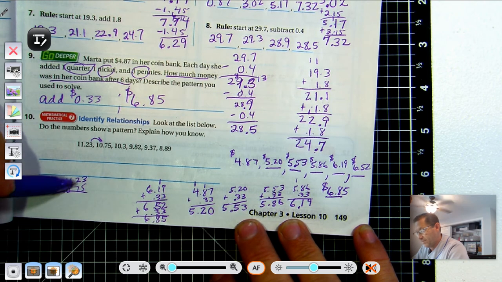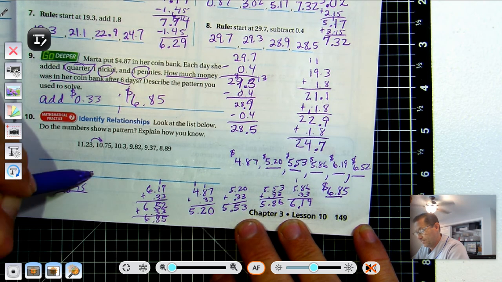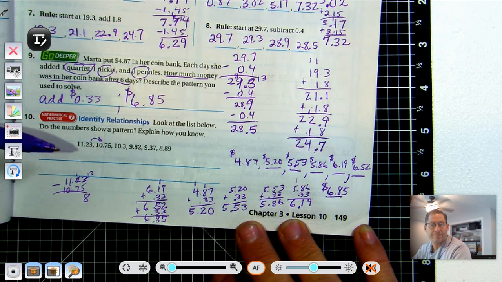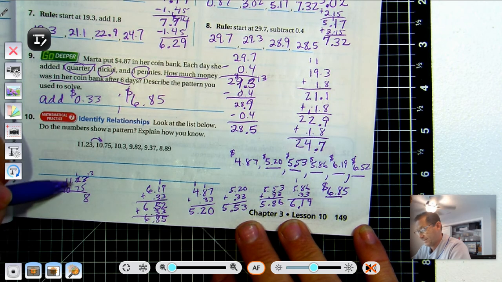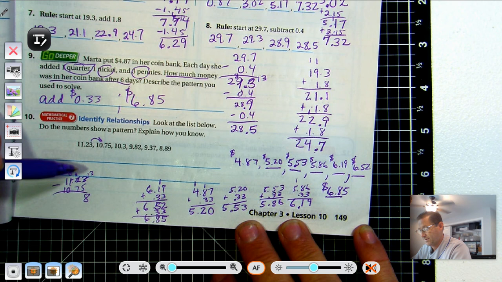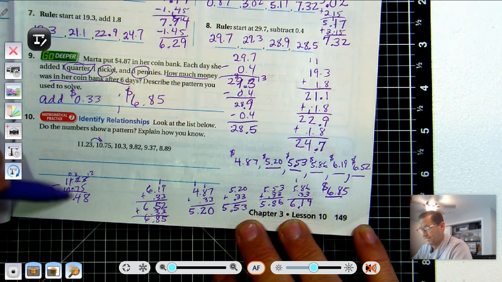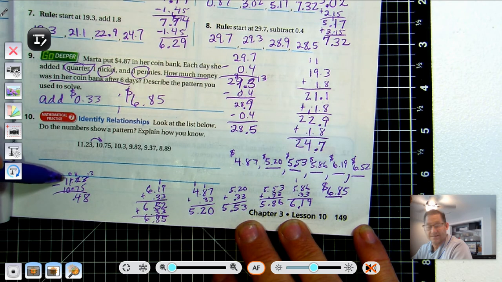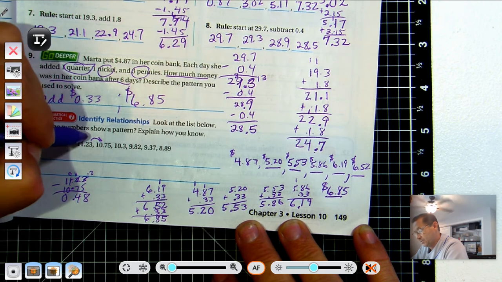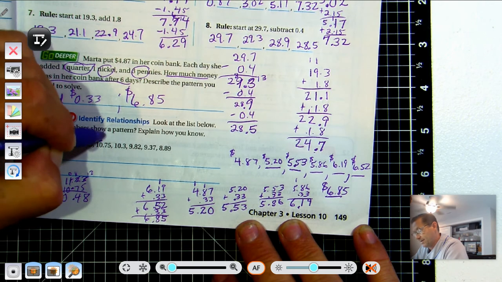I can't take 5 from 3 hundredths, so let's regroup. 13 hundredths take away 5 hundredths is 8 hundredths. I can't take 7 from 1, so let's regroup from the ones. 11 tenths take away 7 tenths is 4 tenths. And place the decimal, and then basically 10 take away 10, that's 0. So this is decreasing by 48 hundredths.